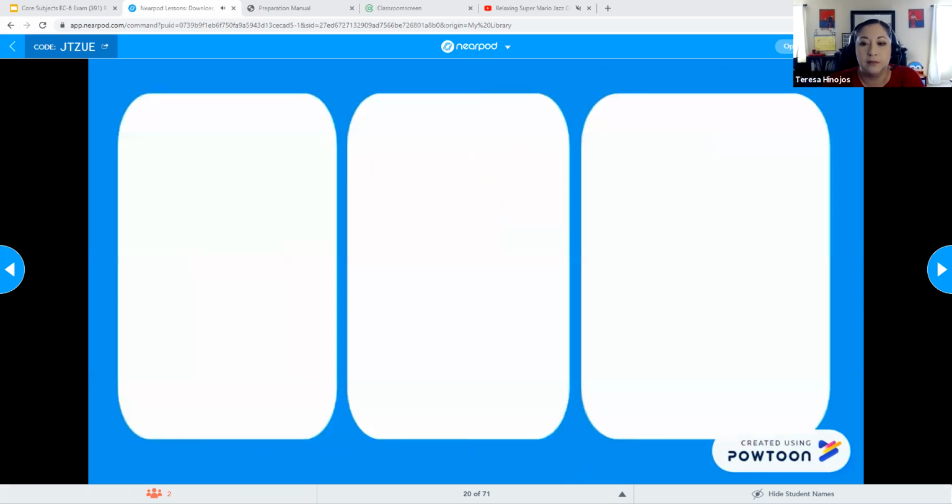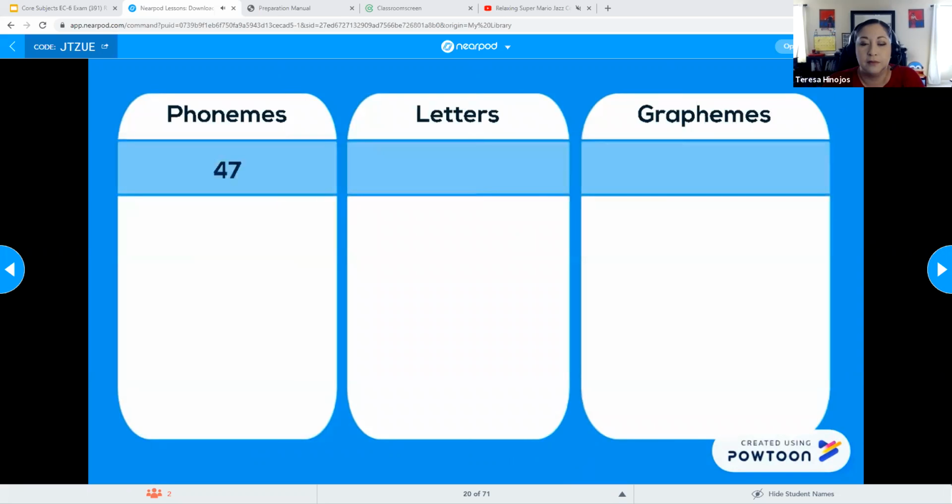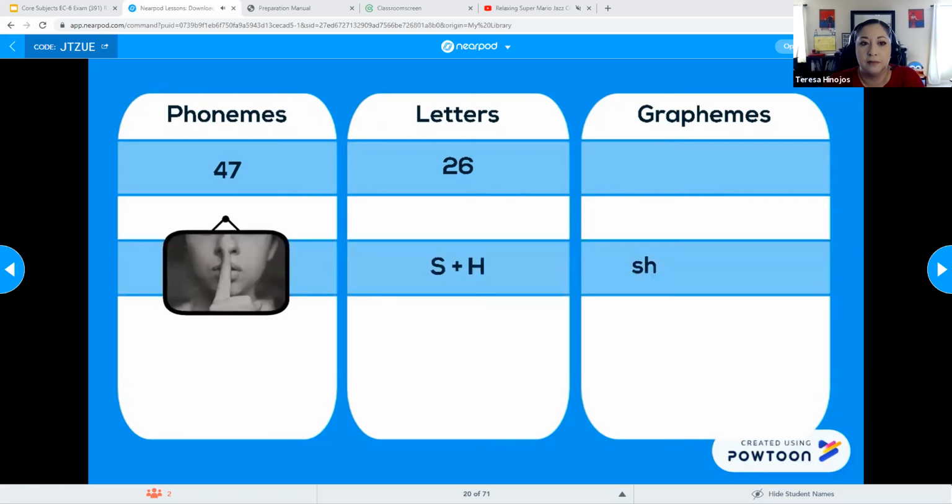Some phonemes are easier to match with their grapheme than others. There are 47 phonemes in the English language and only 26 letters, so sometimes we need to use a group of letters to represent a single phoneme. Here's the grapheme that commonly represents sh. It has 2 letters but only represents one phoneme. We call graphemes with 2 letters a digraph, and there are lots of those in English.